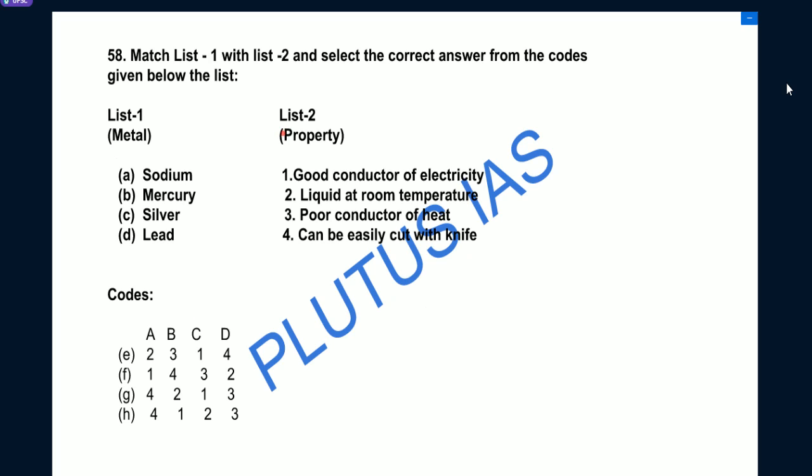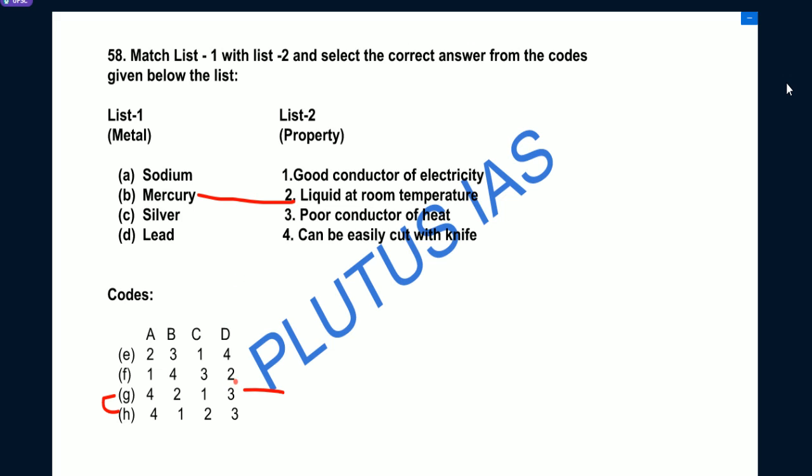Okay, next question, question number 58. Match list 1 with list 2 and select the correct answers from the codes given below. Metals and their properties have been given. Okay, so in this question, if we see, mercury is liquid at room temperature. We know this thing. That means B का 2 होना चाहिए. B का 2 is C, है ना? B का 2 is C.